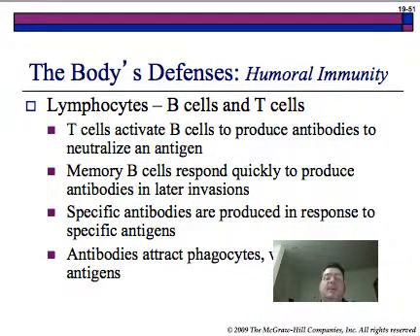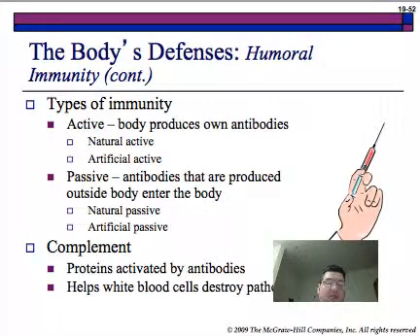The lymphocytes are the B cells and the T cells. If you've ever done much research into HIV, the T cells are the ones that HIV will attack. T cells activate B cells to produce antibodies and neutralize antigen. Memory B cells respond quickly to produce antibodies in later invasions. Specific antibodies are produced in response to specific antigens. Antibodies attract phagocytes, which destroy antigens.